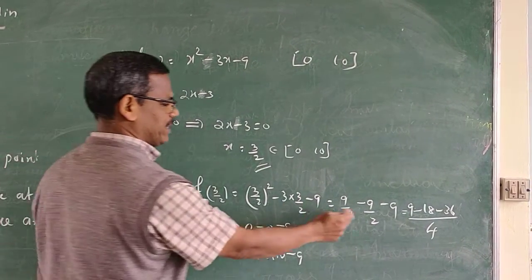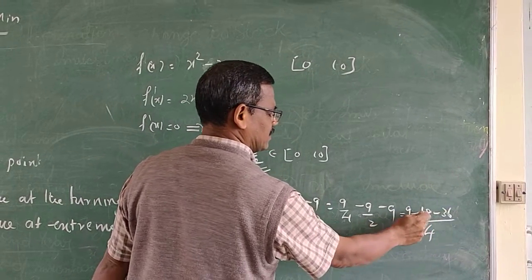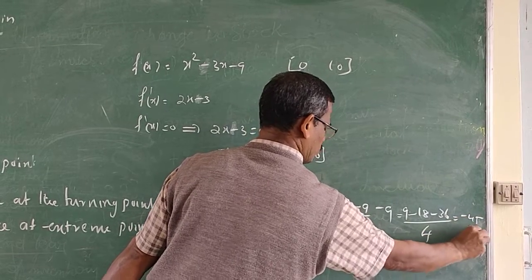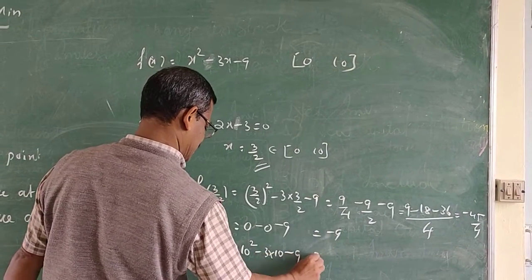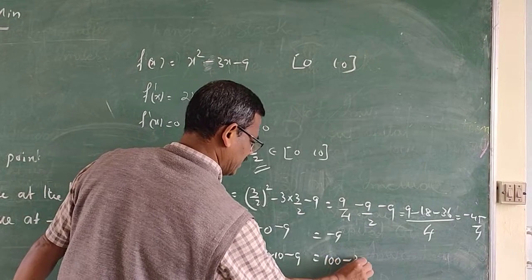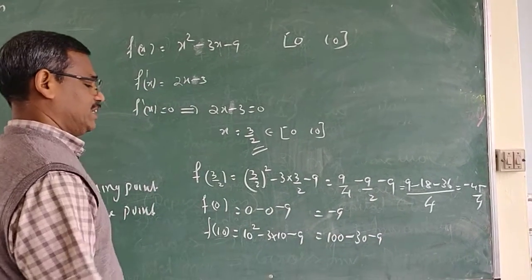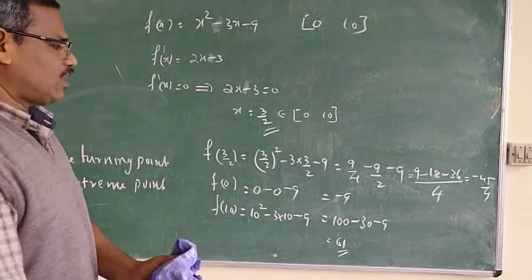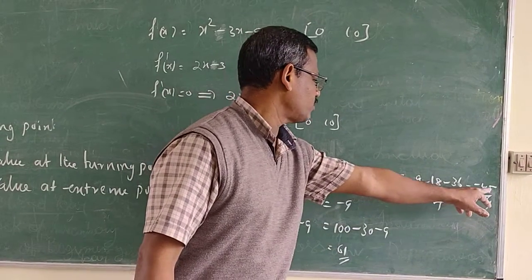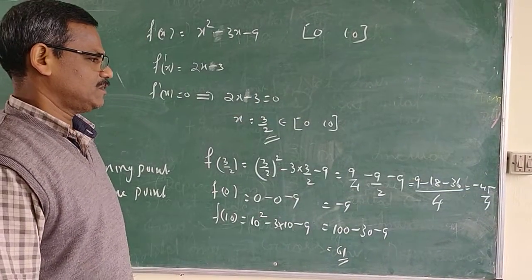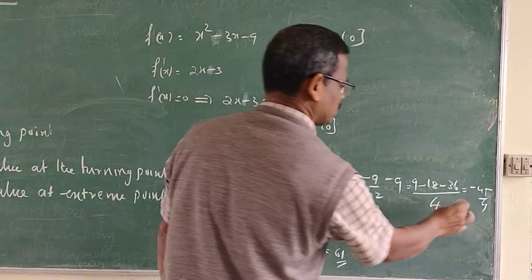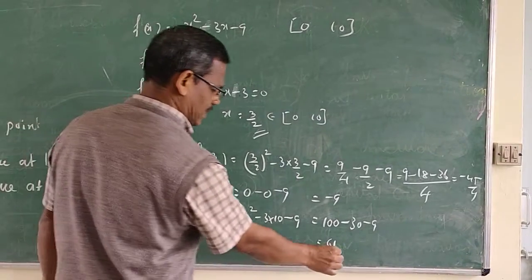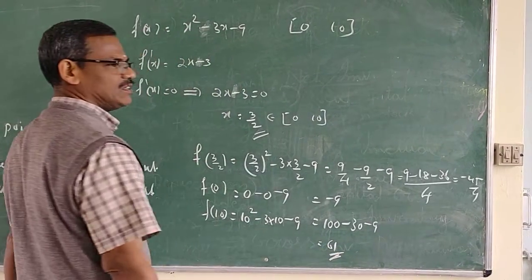Okay, 9 minus 18 minus 36, that is minus 45 by 4. And this is minus 9, and this is 100 minus 30 minus 9, 100 minus 39, which is 61. So which is the lowest one? Minus 45 by 4 is the lowest one. And which is the highest one? 61 is the highest. So this is the way.